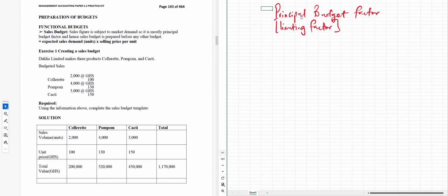For instance, look at this. If only 4,000 people can buy my products, then I have to prepare my budget based on the 4,000 people who want to buy my product, so that I work back to get how much I should produce to meet the 4,000. Does it make sense?